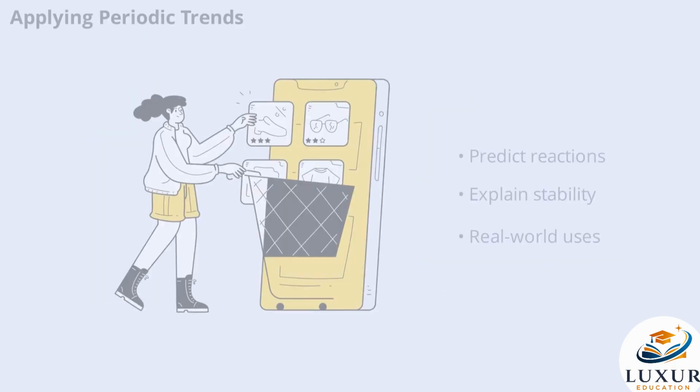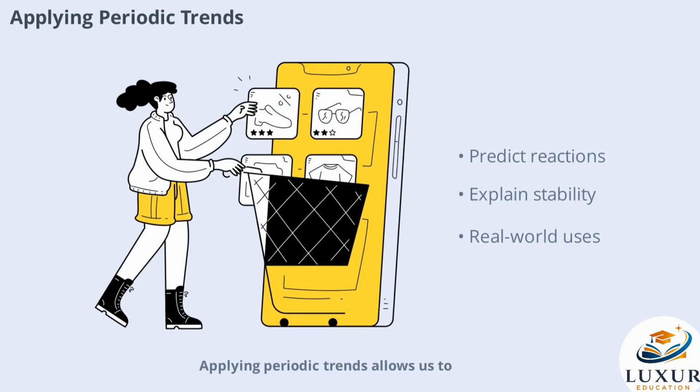Applying periodic trends allows us to predict the outcomes of chemical reactions, the stability of compounds, and the properties of new materials. For example, knowing that alkali metals are highly reactive helps explain why they are stored under oil, while the inertness of noble gases makes them useful in lighting and welding applications.